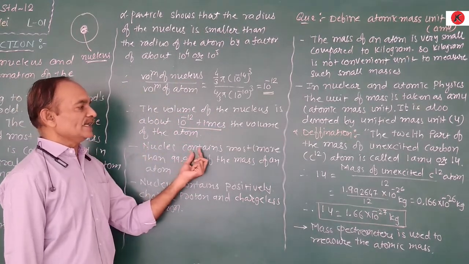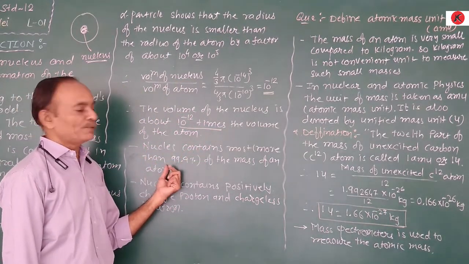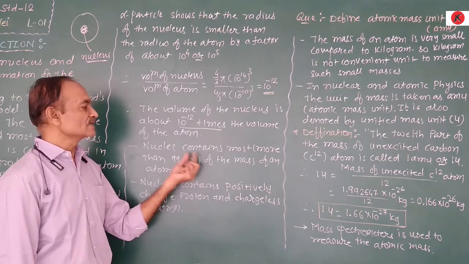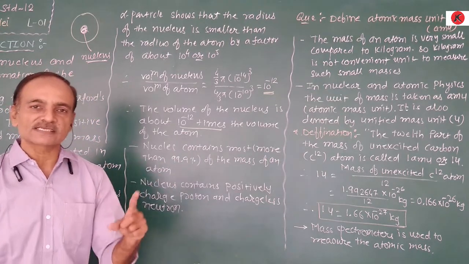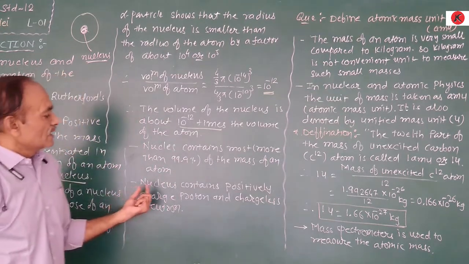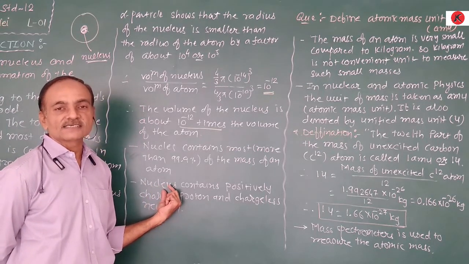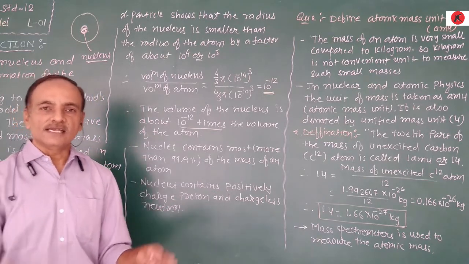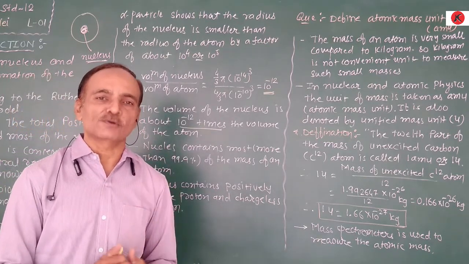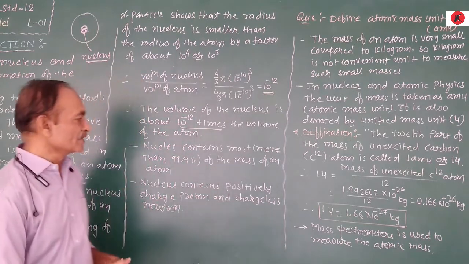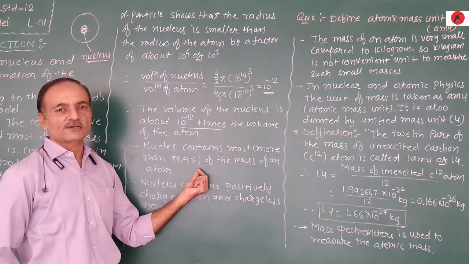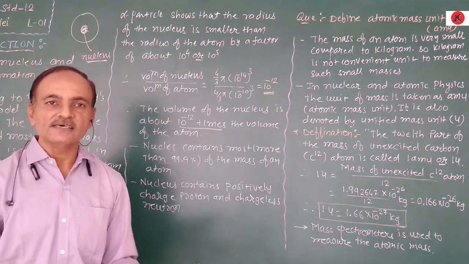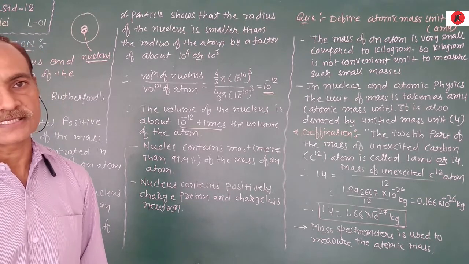So the nucleus contains most of the mass, approximately 99.9% of the mass of the atom, concentrated in a small central region, that means the nucleus. And the nucleus contains the total positive charge. That means the positively charged proton and chargeless neutron live in the small central region, the nucleus. So in short, inside the nucleus are 99% of the mass of the atom and the positively charged proton and chargeless neutron. Right?